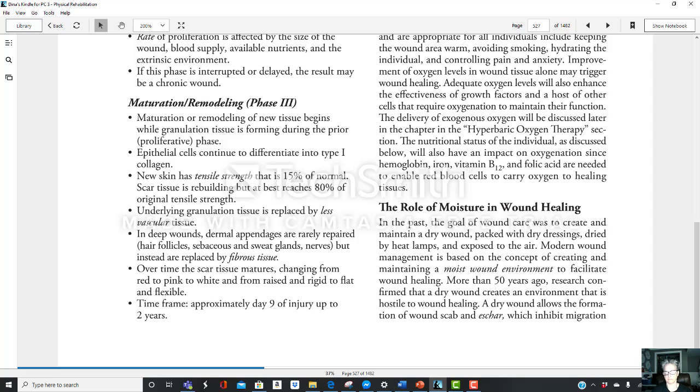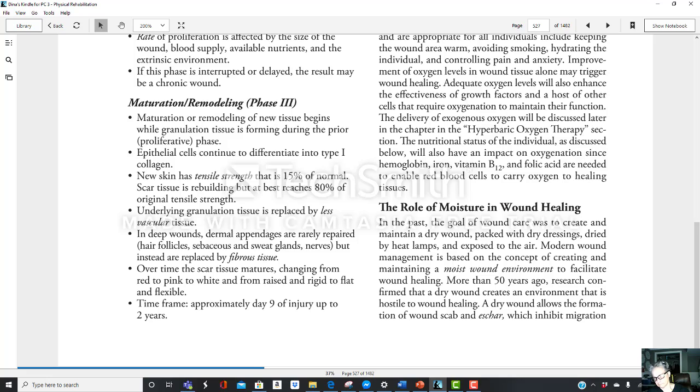The role of moisture in wound healing. In the past, the goal of wound care was to create and maintain a dry wound, packed with dry dressings, dried by heat lamps, and exposed to the air. Modern wound management is based on the concepts of creating and maintaining a moist wound environment to facilitate wound healing. More than 50 years ago, research confirmed that a dry wound creates an environment that is hostile to wound healing.